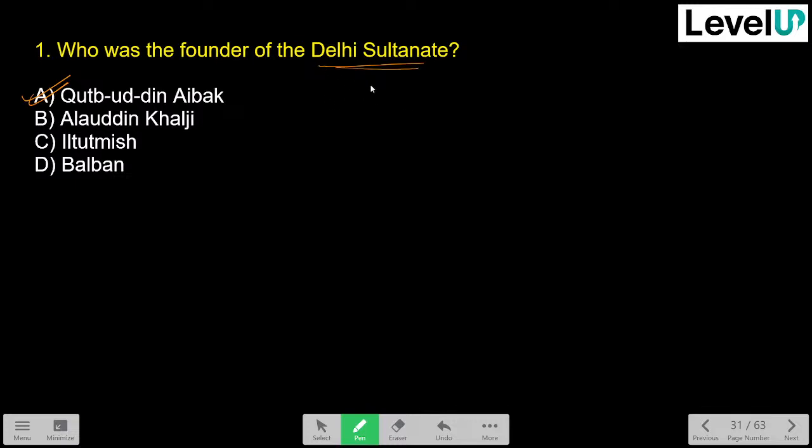The Delhi Sultanate was divided into five different dynasties. The first was the slave dynasty. Second was the Khiljis. Thereafter it was the Tughlaqs. We have to know all these things. First was the slave dynasty, second was the Khilji dynasty. We will also know the time frame of these particular rulers.